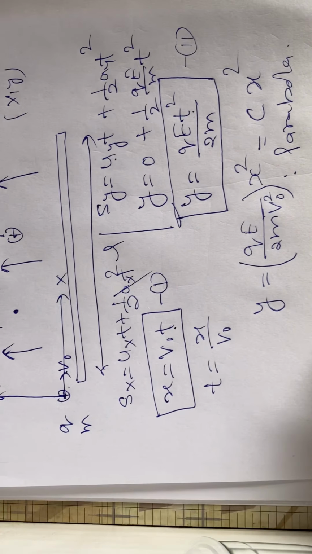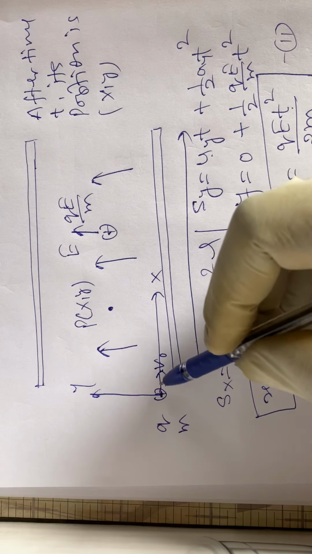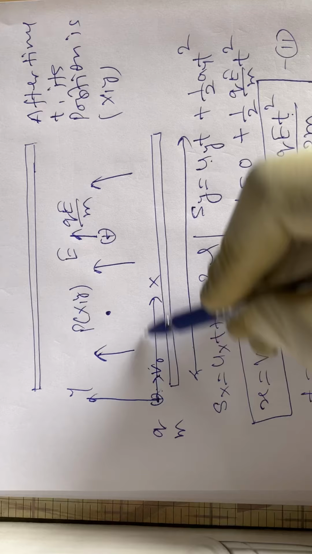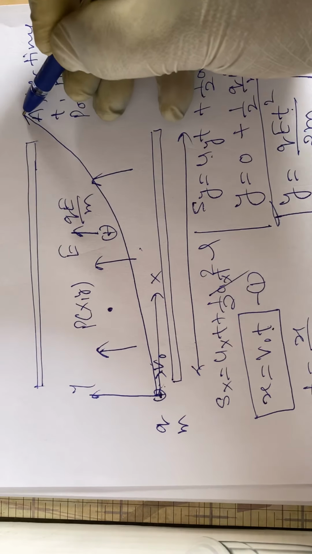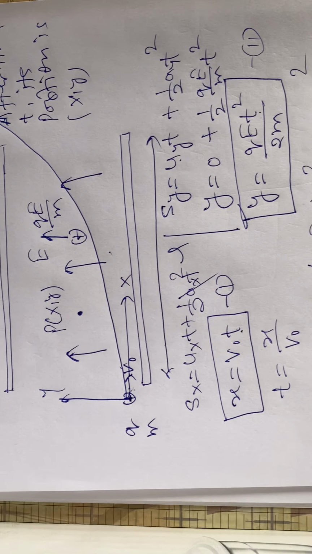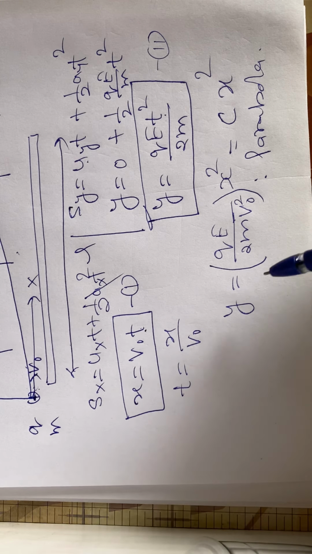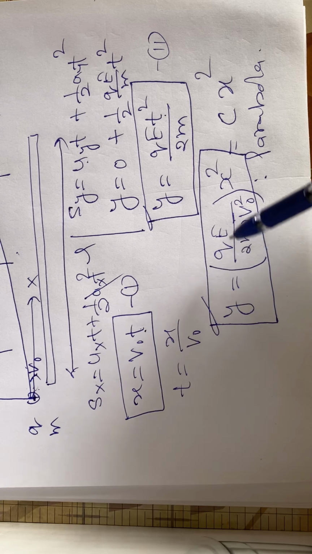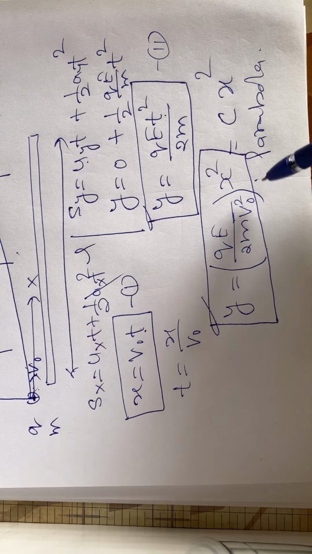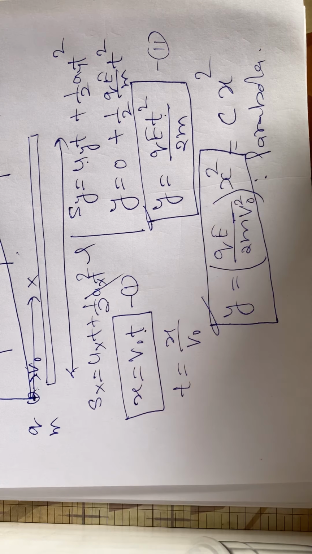So that means if a charged particle is projected in a uniform electric field, it moves in a parabolic path. And that parabola equation comes out to be y equals qE upon 2m v naught square into x square.